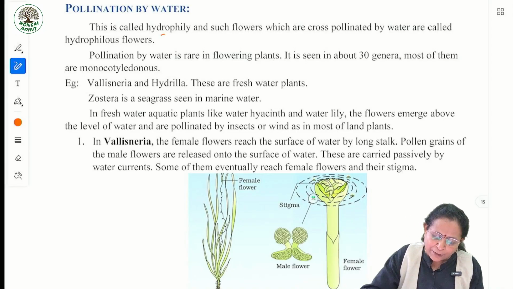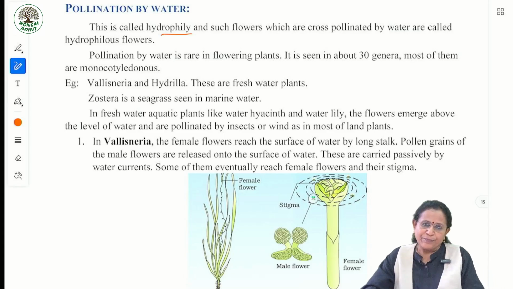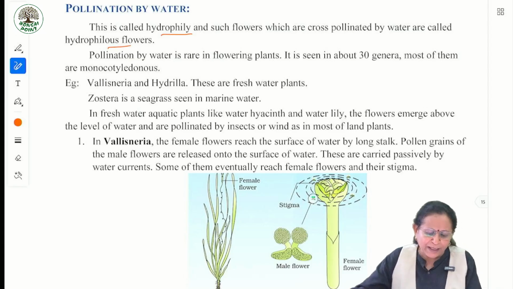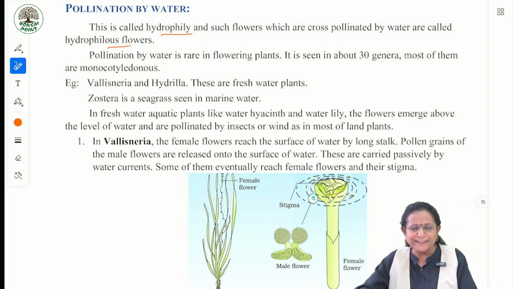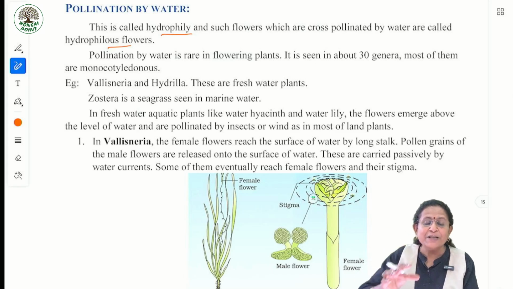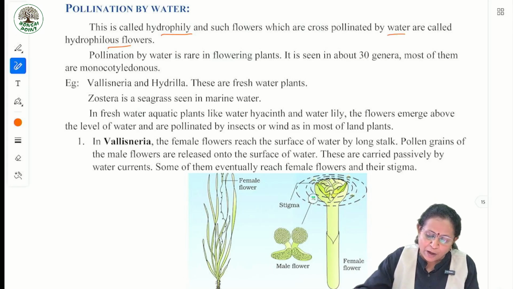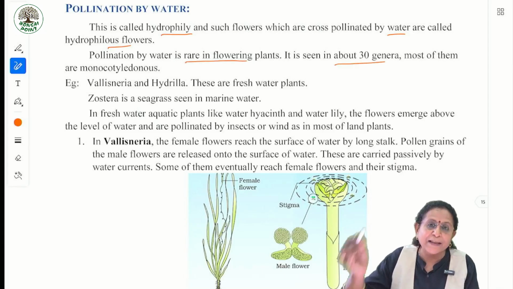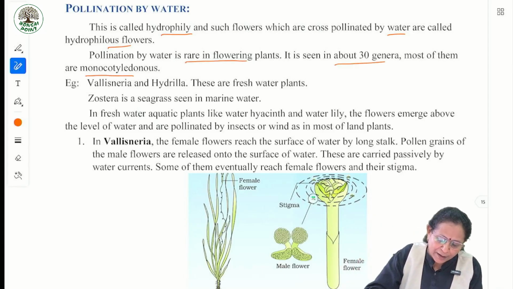This is called hydrophily. Such flowers which are pollinated by water are said to be hydrophilous flowers. Okay? Pollination by water. This is called hydrophily, and such flowers which are pollinated by water are called hydrophilous flowers. Pollination by water is very rare, seen only in few flowering plants, especially monocots, and that too in 30 genera.